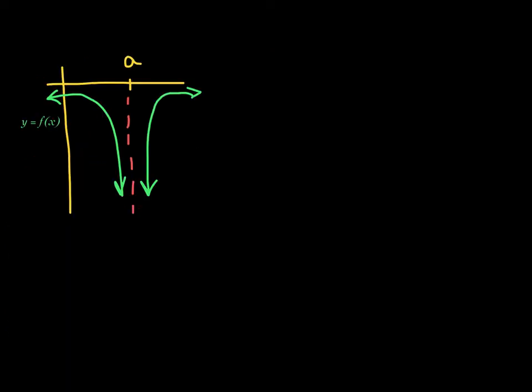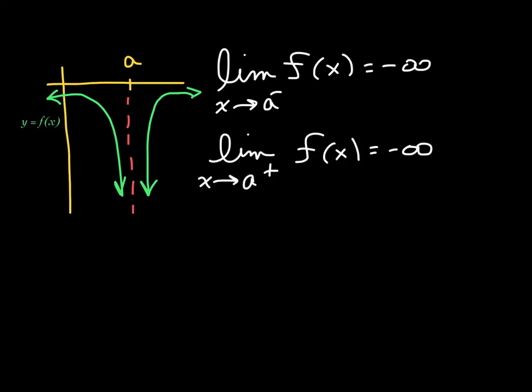Okay, now let's look at this function. We want to consider the left and the right hand limits. So what we're going to say is the limit of this function as x approaches a from the left is negative infinity, and the same is true for the limit of this function as x approaches a from the right. The function values are approaching negative infinity because the function values decrease. They decrease without bound. They decrease forever, right?